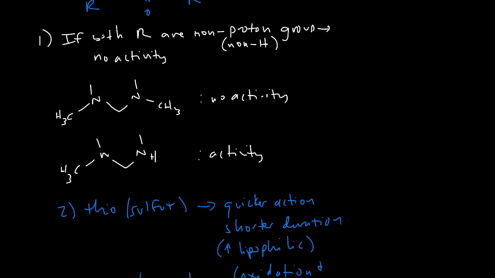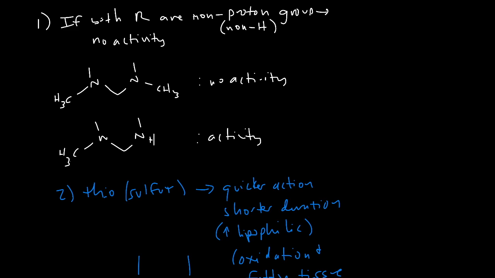So position one: if both the R groups are non-proton groups, meaning they're not hydrogens, then you don't have activity. Because remember, you need an acid to have activity, and the hydrogens are the parts of the molecule that are acidic, because acids donate hydrogen. If you can't donate a hydrogen, then you don't have activity. Here I drew just the bottom parts of the molecule. So here's your first R group, here's your second R group. This has no activity. However, if you have just one methyl group and the other a hydrogen, you have activity, because this can donate hydrogens. Methyl groups cannot donate hydrogens; only lone hydrogens can be donated. So one methyl group has activity. Both methyl groups do not have activity.